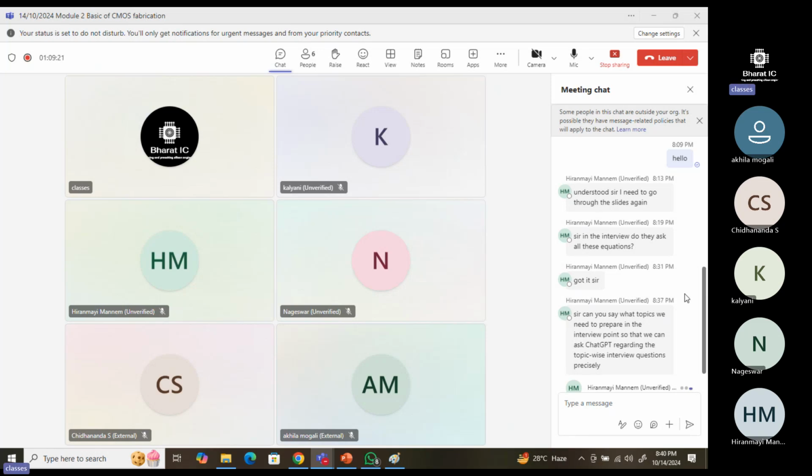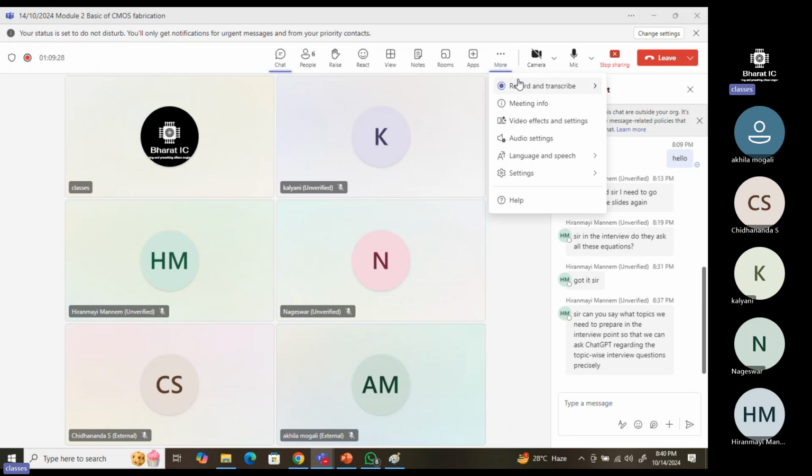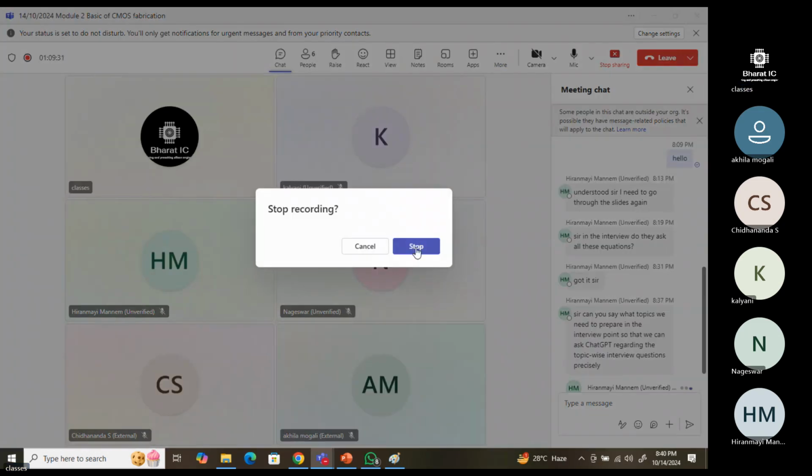Okay, everyone. If there are no doubts, we can end the session here. Hiranmay is typing something, let her type, and then we can end the session. Stop the recording. Use ChatGPT, install ChatGPT on your mobile phone also.